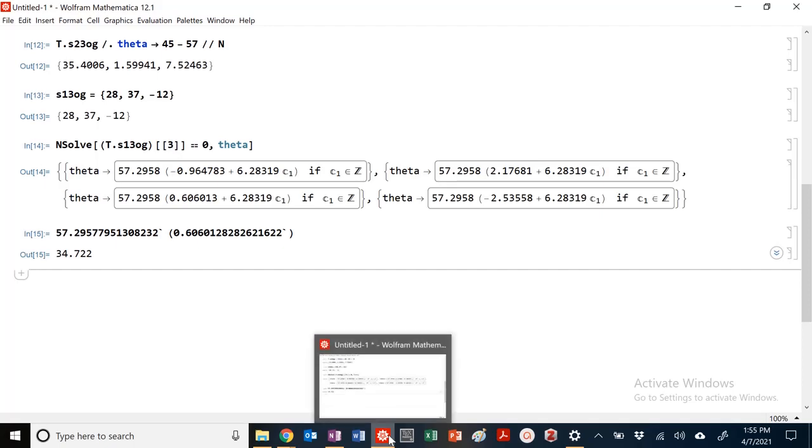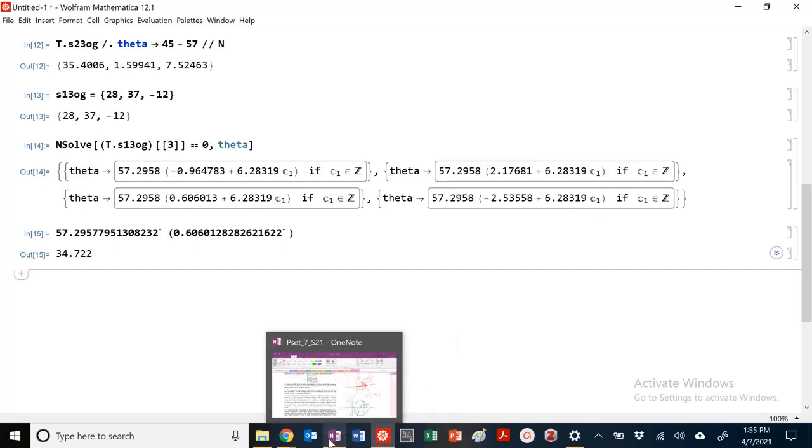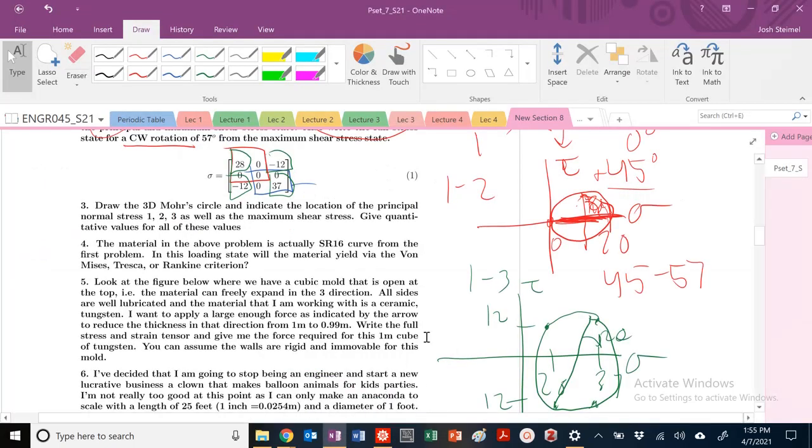So I'm going to rotate that amount, essentially, in order to get to that principal stress state. So I'm going to rotate a theta of that value. I need to rotate that amount in order to get to my problem. Now, the question here is asking, once I know that, that's going to be the 2 theta or the theta rotation to get to my principal stress state.